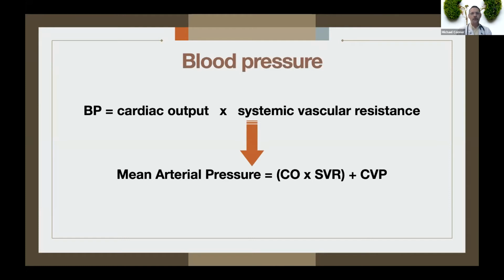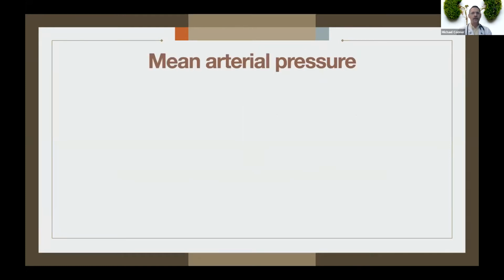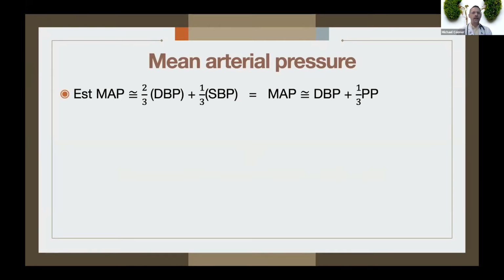So if we then solve for this and look at the different ways that mean arterial pressure is actually calculated or estimated, we can estimate MAP. Many of you remember from medical school that you can estimate MAP by taking 2/3 of your diastolic pressure and adding it to 1/3 of your systolic pressure. So that's your estimated MAP. You can also basically do diastolic blood pressure plus 1/3 of your pulse pressure, or the difference between your systolic and diastolic pressure.